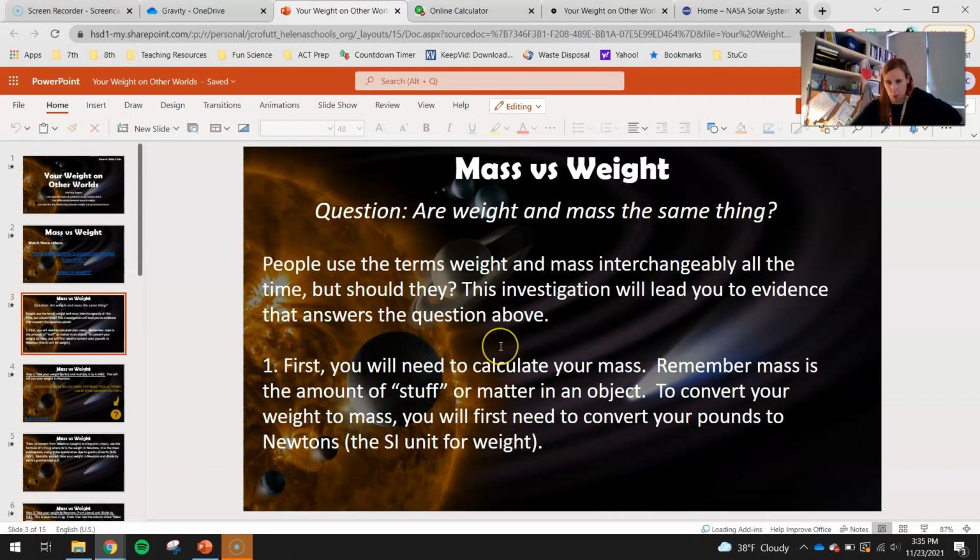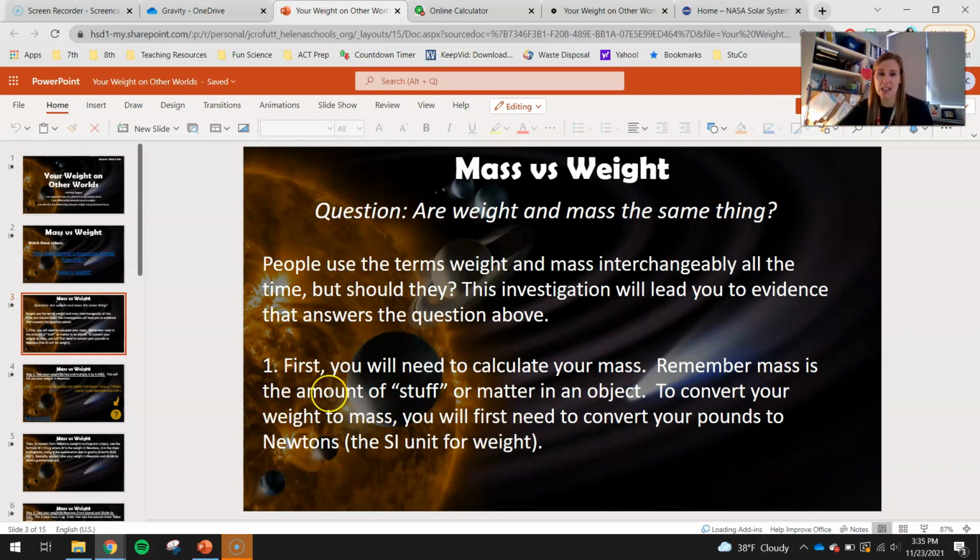First, you will need to calculate your mass. So again, that's not something you can get from standing on the scale. Okay, remember, mass is the amount of stuff or matter in an object. To convert your weight to mass, you will first need to convert your pounds into newtons. So newtons, as we learned from the last unit, is a measure of force. So when we talk about gravity pulling us down, that's a force. So how much is gravity pulling you down?